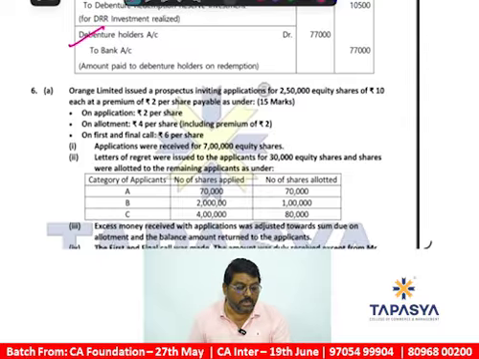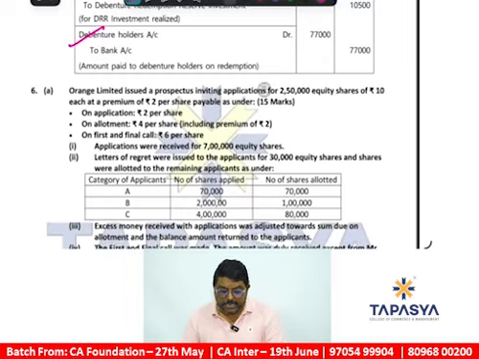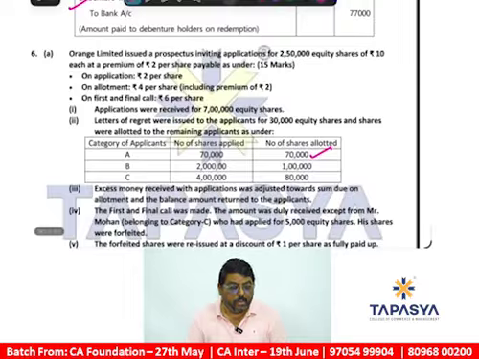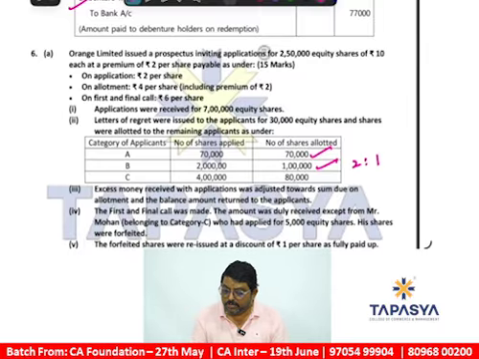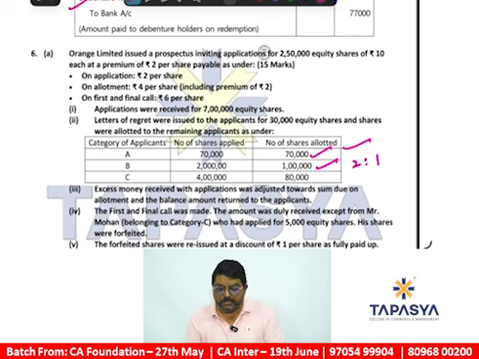Clearly mentioned, look at that. Category A, Category B, Category C. For 70,000 who applied, 70,000 allotted. For 2 lakh shares applied and 1 lakh allotted, 2 lakh and 1 lakh. 2 lakh applied, 1 lakh given means 2:1. For every 2 applications, 1 given. Okay, that is 2:1. Here no problem, completely given.